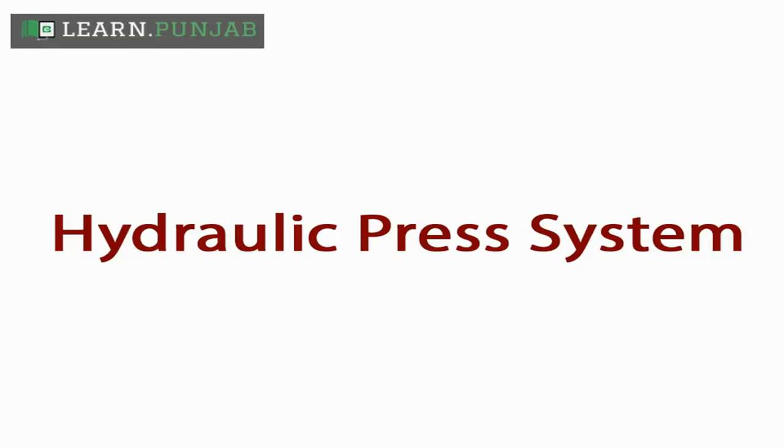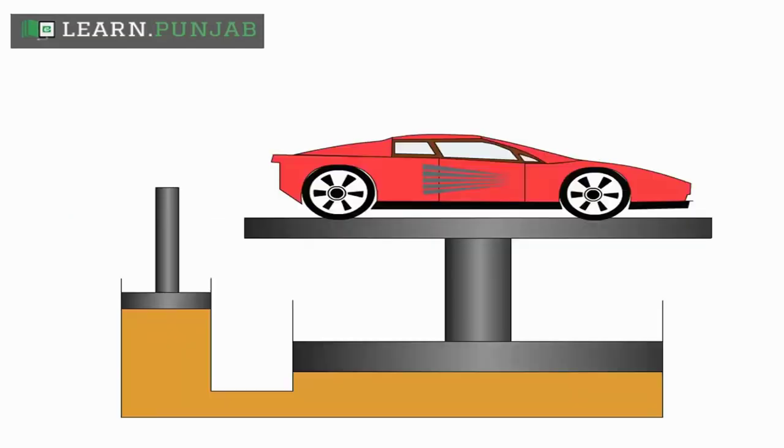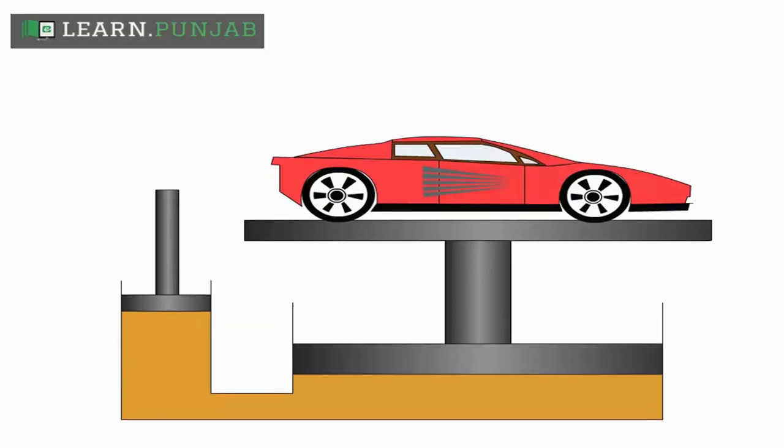Hydraulic press system. The hydraulic press system works according to Pascal's law. The principle of any hydraulic system is the same: force is transferred from one point to another when applied on any incompressible fluid. A hydraulic system basically has 2 pistons fitted in 2 different cylinders. The area of cross-section of one cylinder is greater than that of the other.